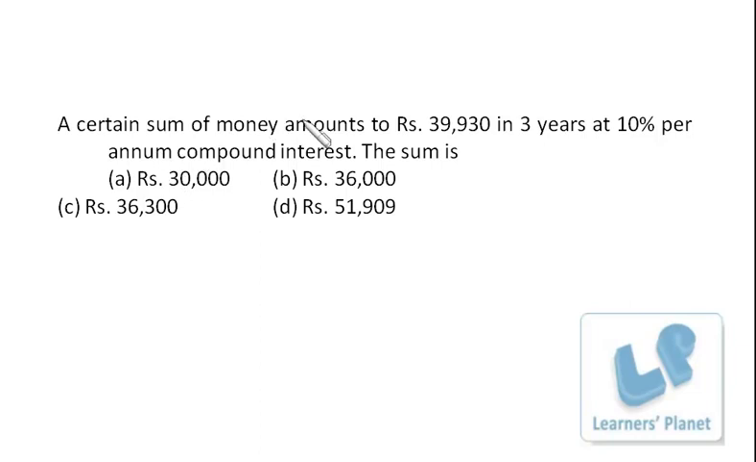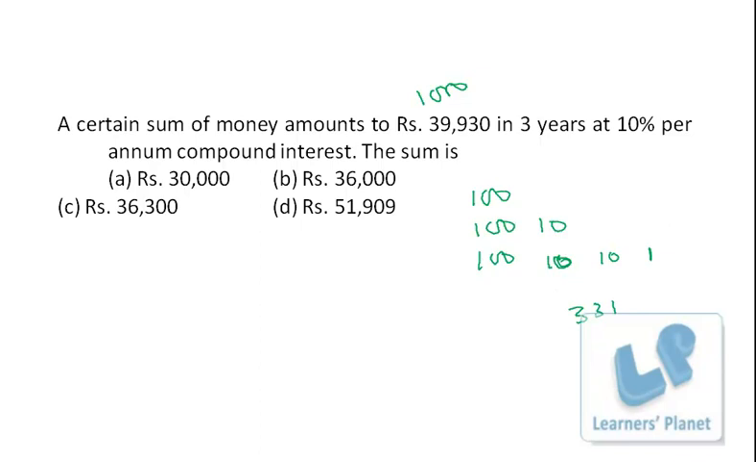Now, a certain sum of money amounts to rupees 39,930 in 3 years at 10% per annum compound interest. The sum is, once again I assume the sum to be 1000 rupees. So 10% per annum, so it will be 100, 100 and 100. You can assume it to be 10,000 also if you wish to make the calculation simple. Okay, so this is 100, 100, 100 per annum. Then 10% of this is 10 and this is 10. Then 10% of this is 10 in the third year. Then 10% of this is 1. So the compound interest is 331.